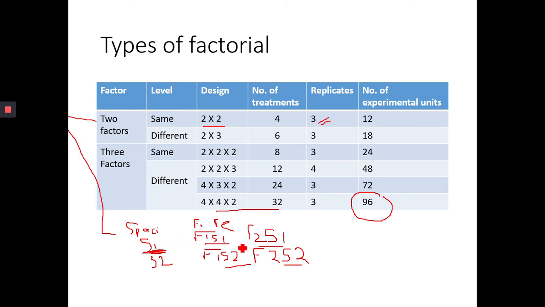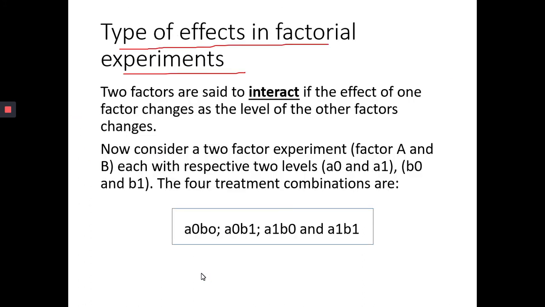Obviously, it can't be S1 because S1 is fixed. Instead, it is F. It is F because F has changed from F1 to F2. So that is basically what we are saying here. Two factors are said to interact if the effect of one factor changes as the level of the other factor changes.